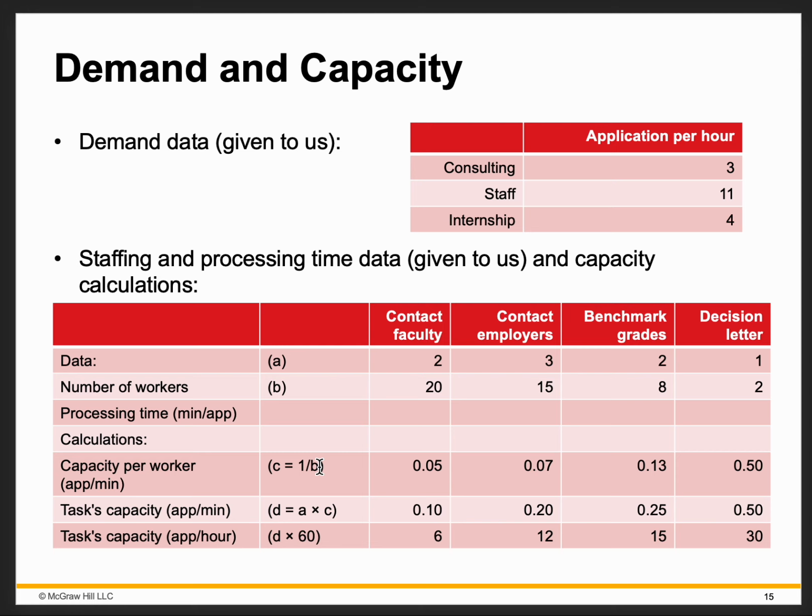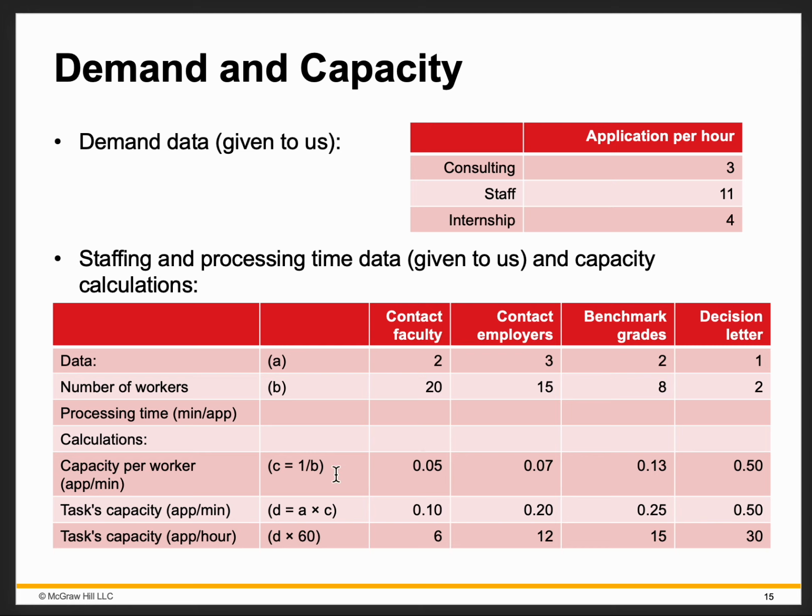So this is basically 1 divided by capacity. So 1 divided by 20 will give you 0.05, right? And the task total capacity is 0.05 times 2, because that's how many you can do in a minute. So you can contact 2 faculty within a minute. You can contact 3 employers in a minute. You can benchmark 2 grades in a minute, and you can make out 1 decision letter per minute, right?